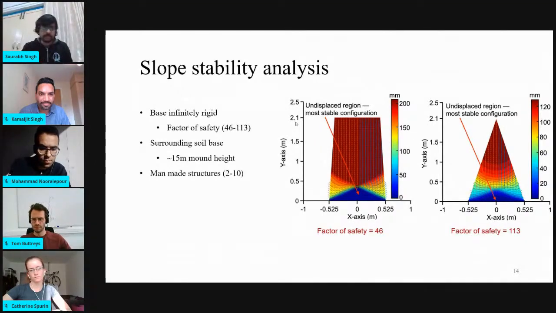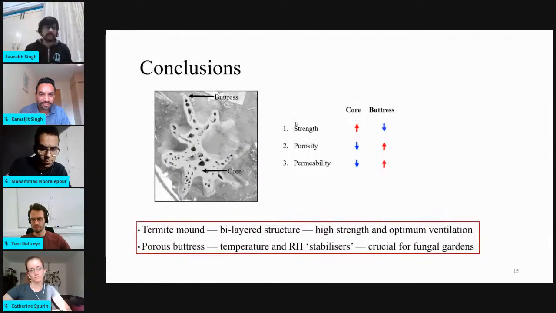Okay, so now I'll conclude my presentation. We have found that the mound is a bilayered structure, where you have a porous buttress and a much denser core. It works as a stabilizer for temperature and relative humidity.